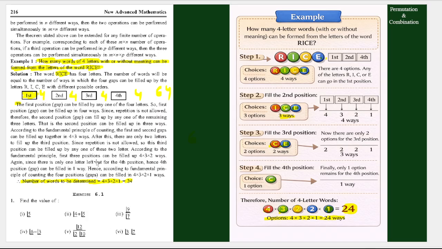Understood? So these are the concepts. For your Exercise 6.1, I think you will be able to do the exercises of question number 1, I believe.